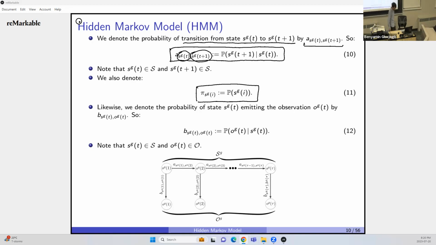Okay. Likewise, we denote the probability of SGt emitting the observation OGt by this, according to the definition of matrix B, right? B of SGt and OGt is the probability of OGt given SGt. So the probability of going from SGt to OGt.